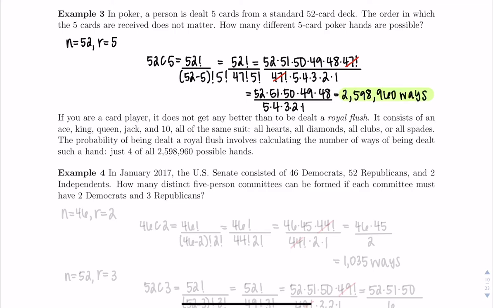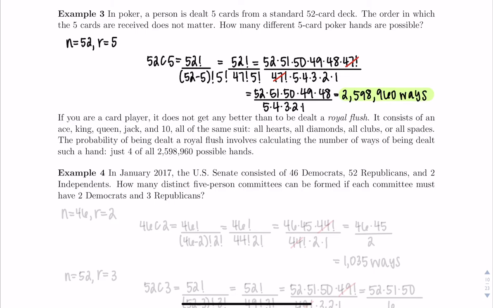So if you are a card player, it does not get any better than to be dealt a royal flush. It consists of an ace, a king, a queen, a jack, and a 10, all of the same suit, which could be hearts, diamonds, clubs, or spades. The probability of being dealt a royal flush involves calculating the number of ways of being dealt such a hand. Just 4 of all 2,598,960 possible hands.